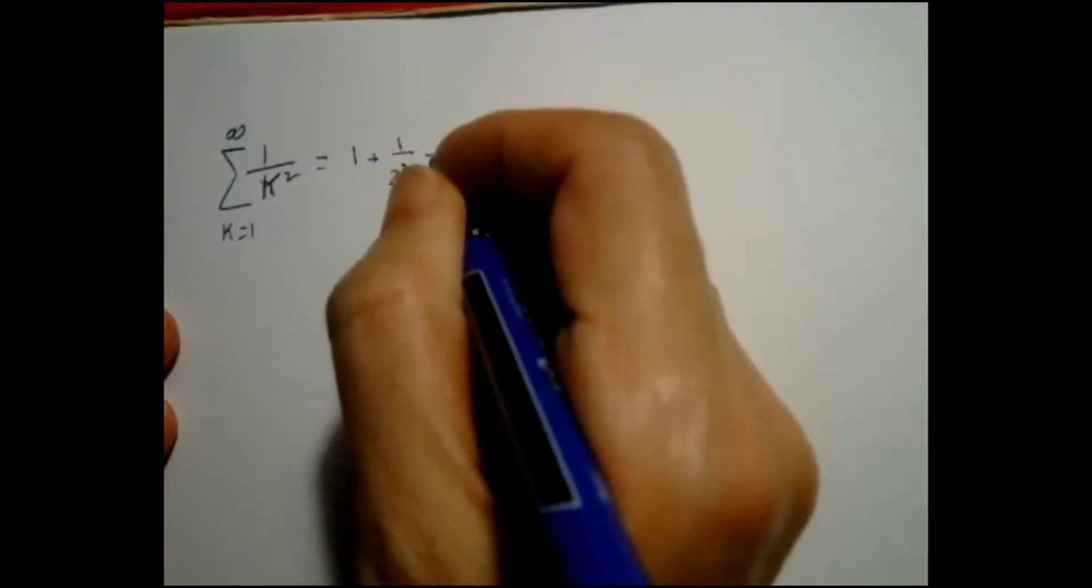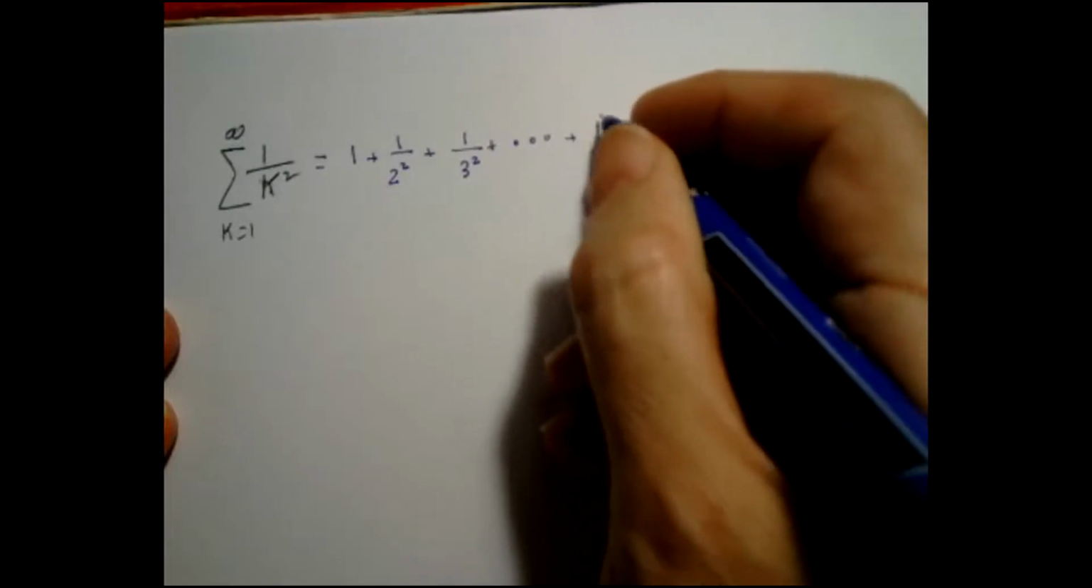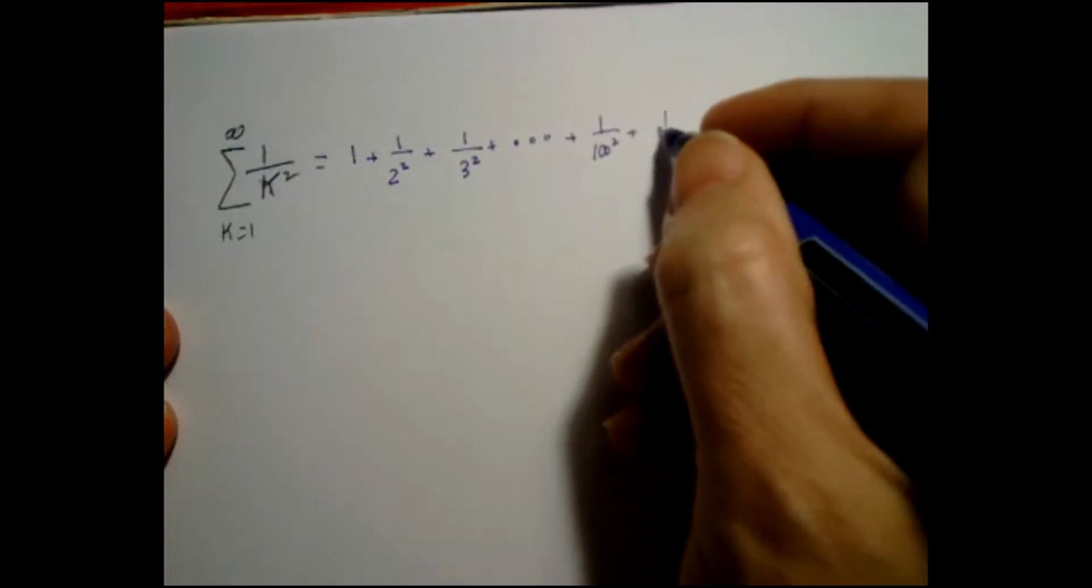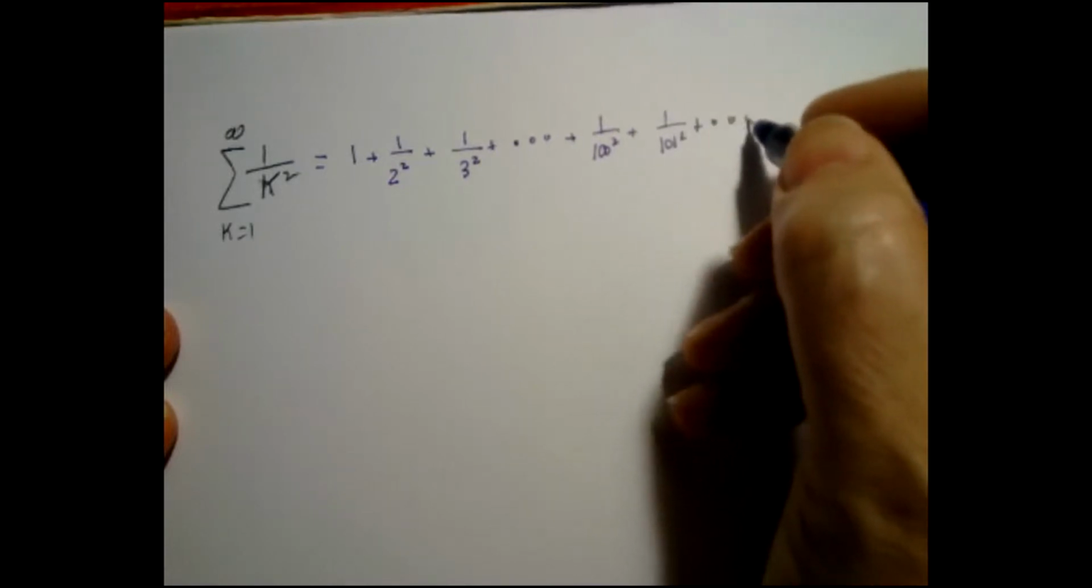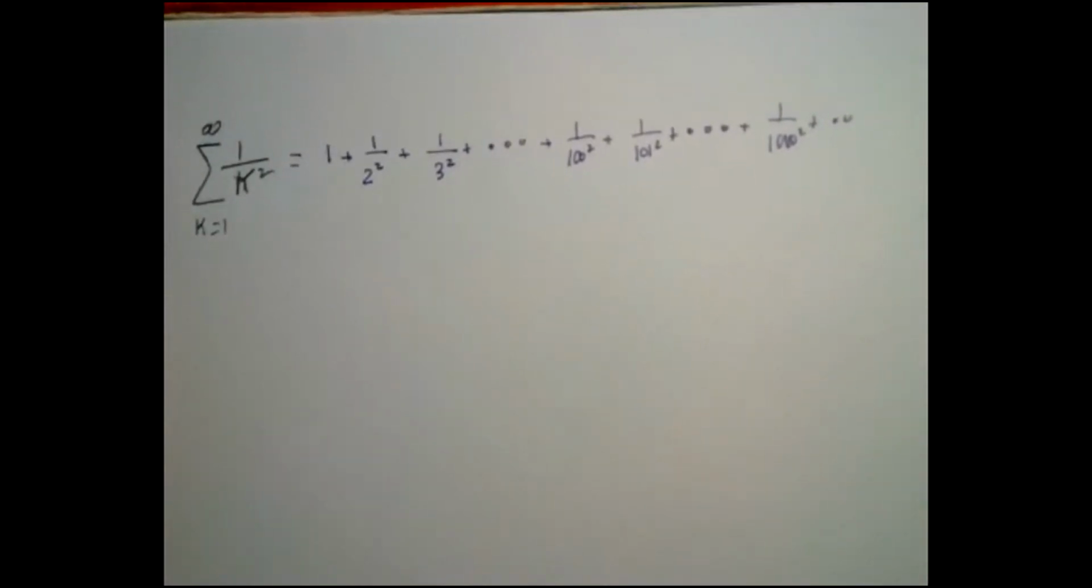Let us say I take the following series: the sum of 1 over k squared, k equal 1 to infinity. So this is 1 plus 1 over 2 squared plus 1 over 3 squared plus etc., plus 1 over 100 squared plus 1 over 101 squared plus etc., and you keep going.